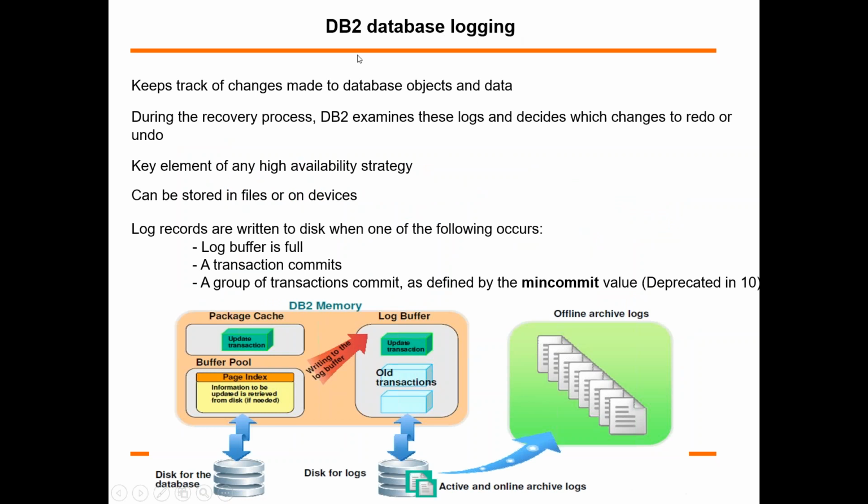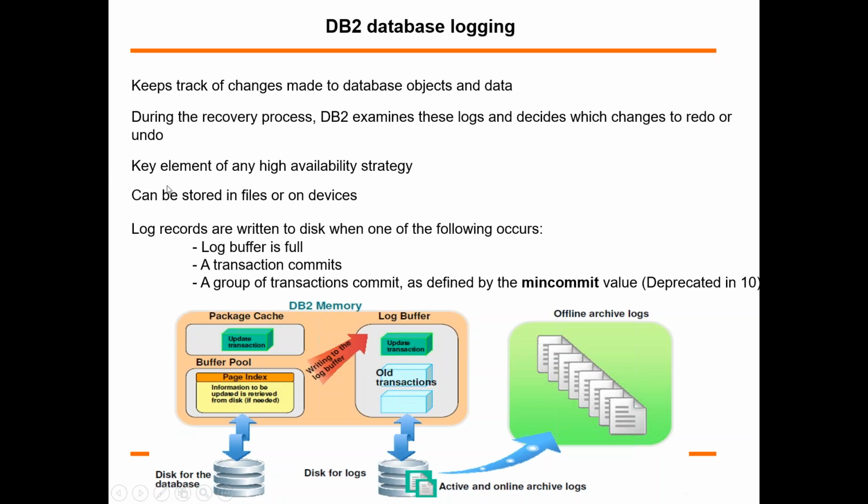DB2 database logging keeps track of changes made to database objects and data. During the recovery process, DB2 examines these logs and decides which changes to redo and which changes to undo. Since we have used the word undo, let me tell you, if you are from Oracle, there is nothing called an undo table space here. There is no separate undo table space which keeps track of the prior image and after image. All of it is kept as part of the transactional logs only.